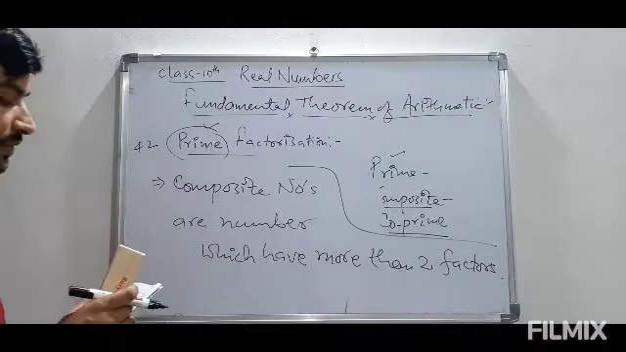So let us look at the examples. The smallest composite number is 4. Why? The factors of 4 are 1, 2, and 4 itself. So the total number of factors is 3. This is more than 2. So we can say 4 is a composite number, or we can also say 4 is the smallest composite number.